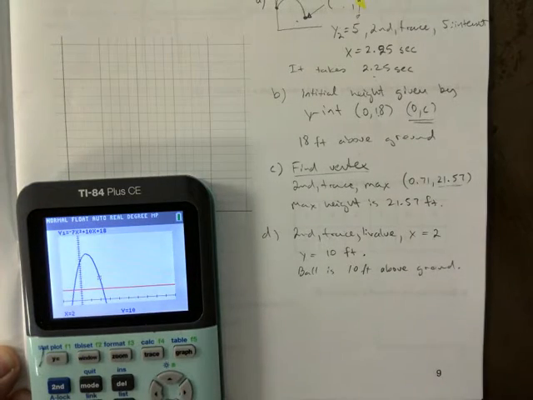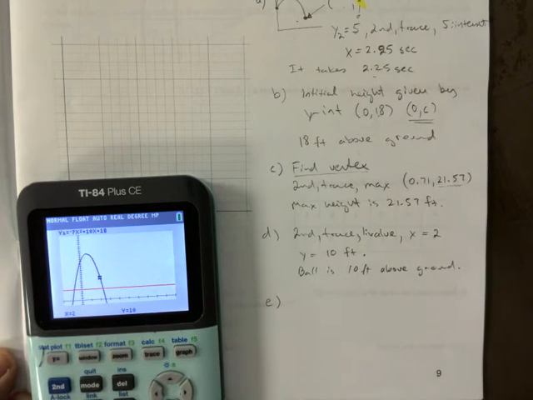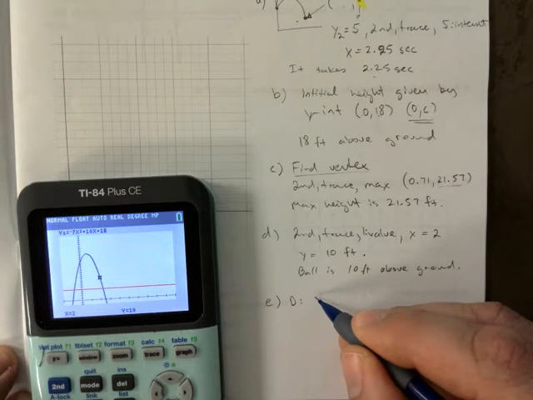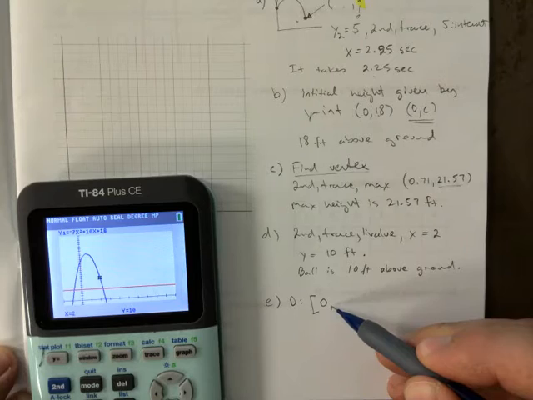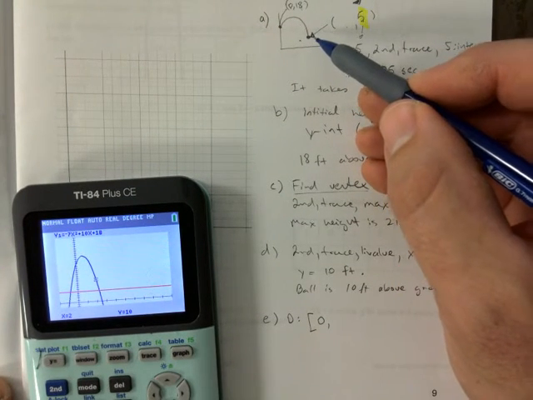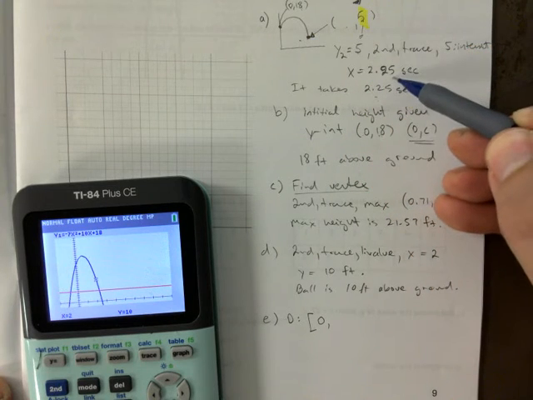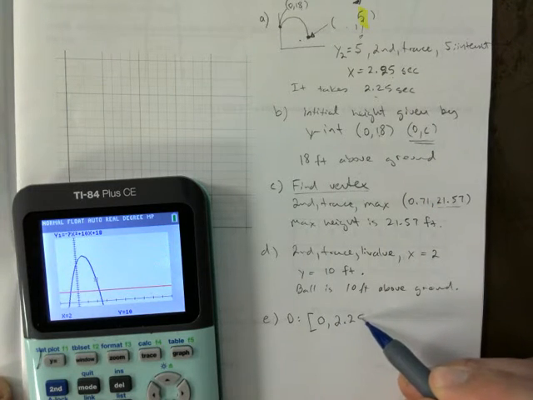E, state the domain and range of the scenario. I'm glad you asked, right? So the domain is what? In this case, we're talking time, right? Time starts at 0, and it is caught where? That's why I like to make little sketches as I'm working through it, because then you know that this is where it ends. And that was 2.25 seconds. Okay, so that's where I put in here, 2.25 seconds.